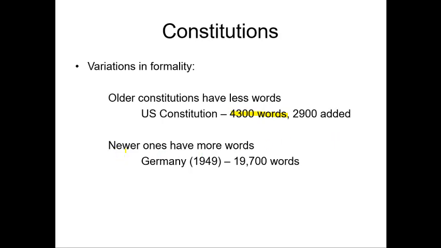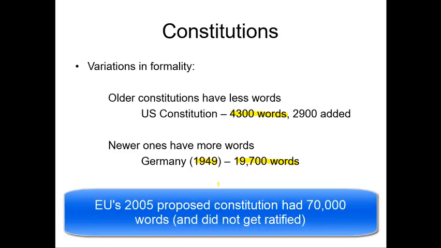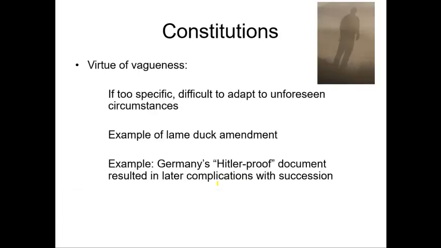As we get into the newer, more recent constitutions, the world is more complicated now than it was. Even in 1949, Germany's had quite a few more words. And when you look at constitutions with even more recent structures, such as the EU, they are considerably larger. There is some virtue to this vagueness in a constitution, because obviously you cannot cover it all, nor would you even want to try, because it would be too unwieldy and perhaps even too restrictive.